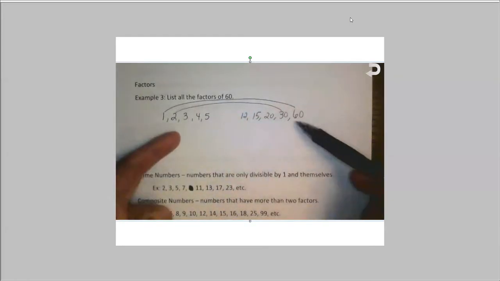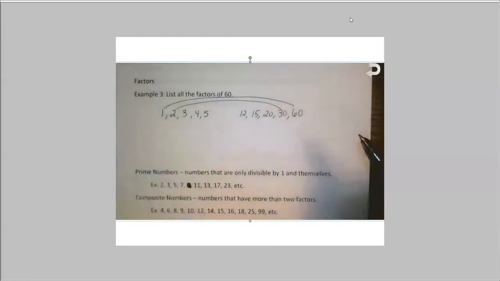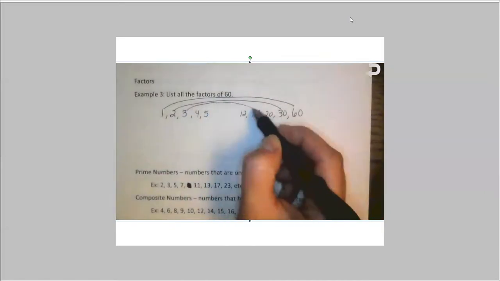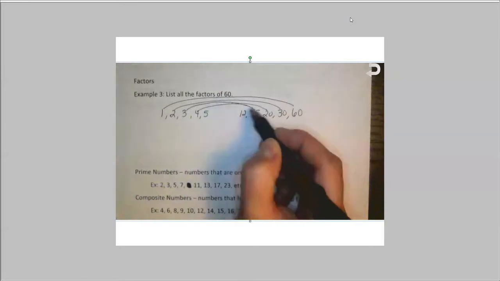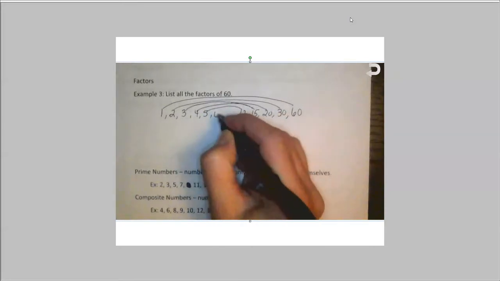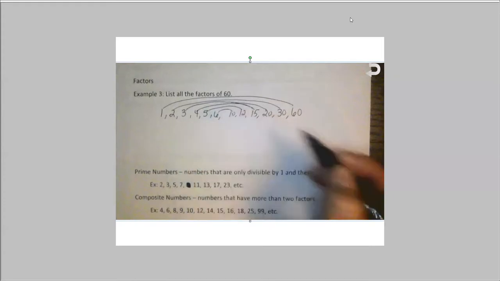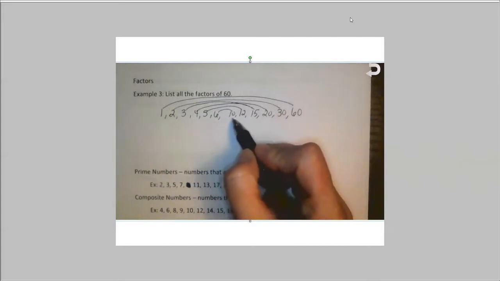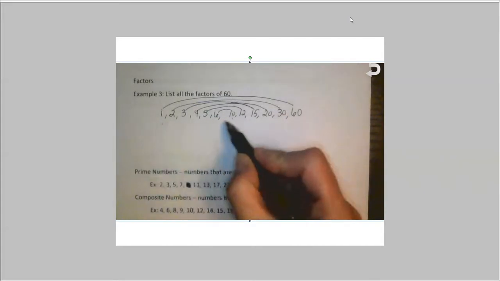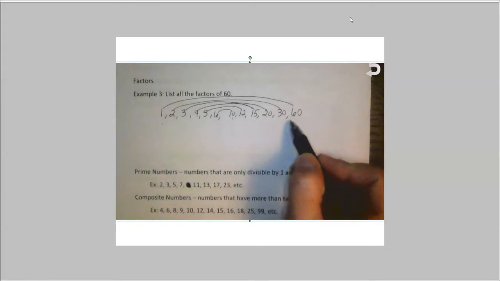And what's happening as I'm writing it this way is I'm working towards that middle number, and once I get there, I know I'll be able to stop. And 5 times 12, 6 times 10 is 60. 7 will not go in, nor will 8, nor will 9. So I'm already down to 10. So that gives me all of the factors of 60. So you may be asked to list all of those factors. Make sure to include all the numbers that will divide evenly into that number.